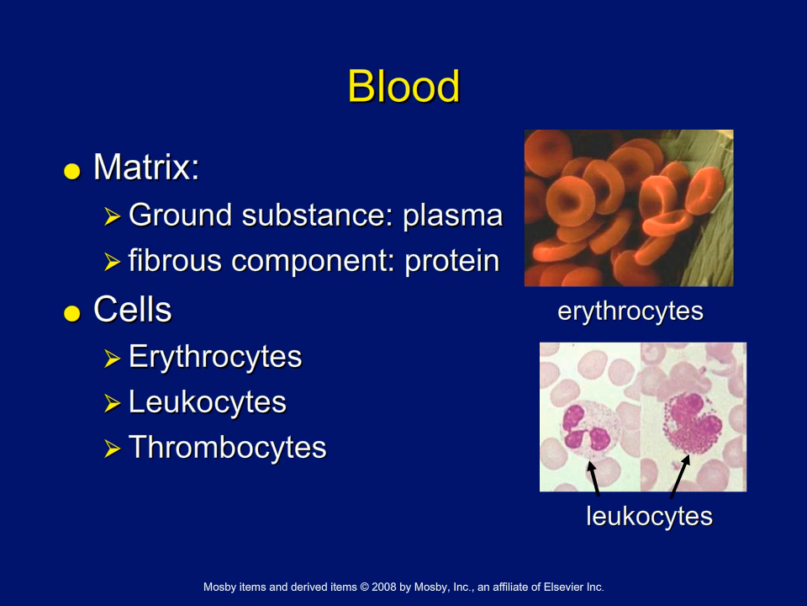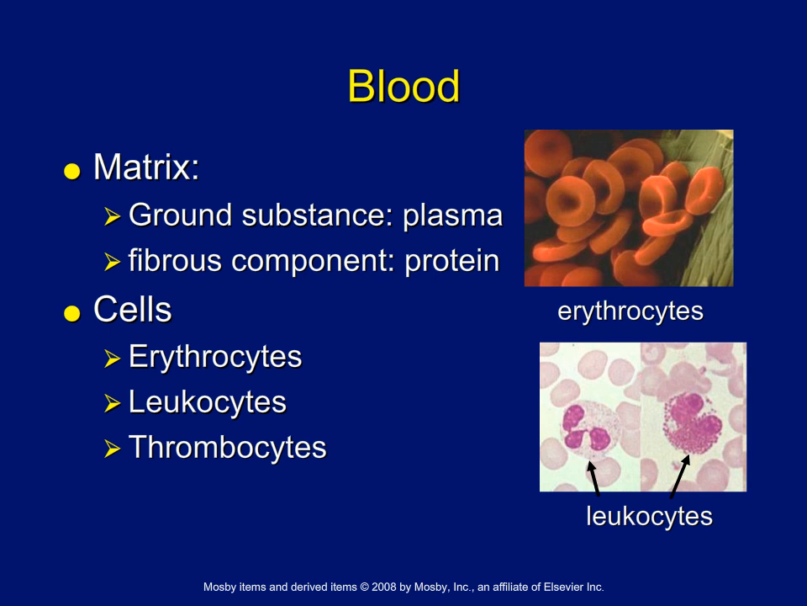Now also in blood, unlike other connective tissues, we find a lot of cells. And the cells that we find are erythrocytes, leukocytes, and thrombocytes. Erythrocytes, as you probably already know, are the red blood cells, and that's what erythros means, red, and the purpose of these red blood cells is to carry oxygen.